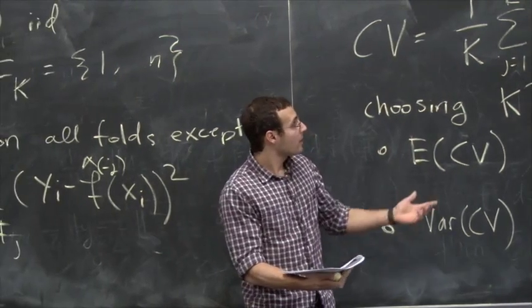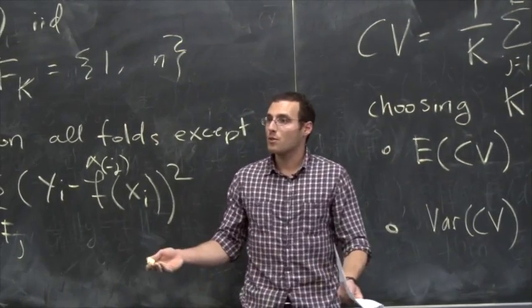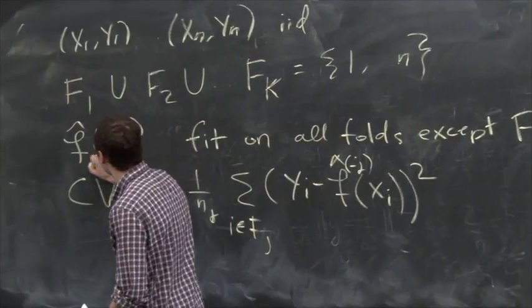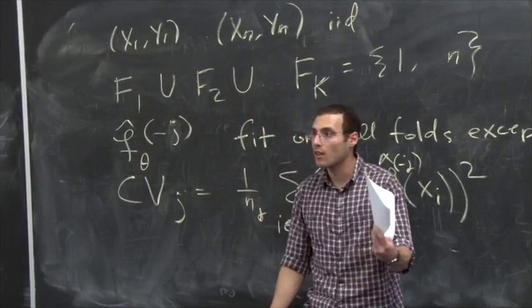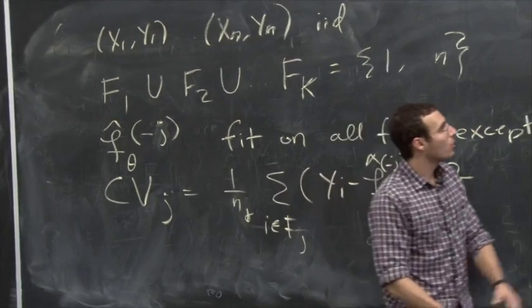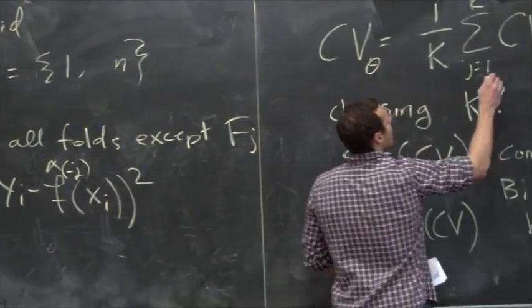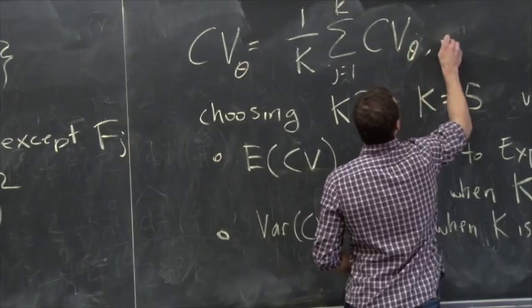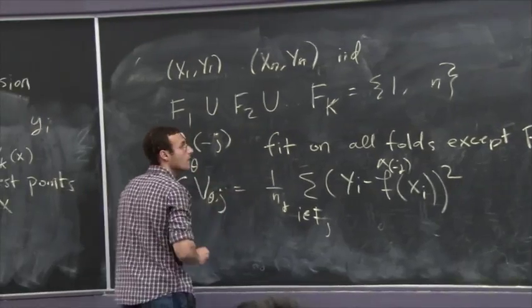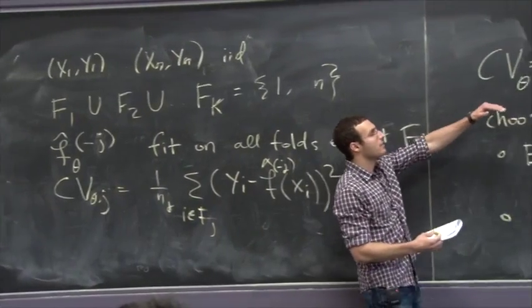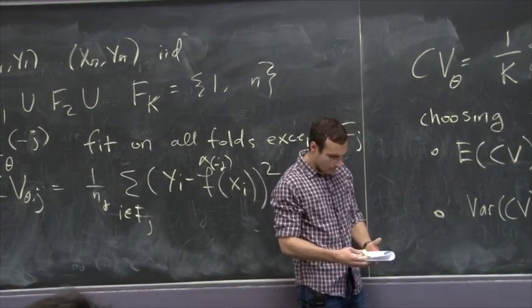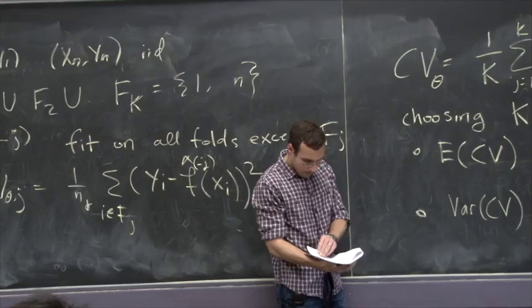So, all right, we could, of course, do this at a bunch of different tuning parameter values, like if f hat was indexed by theta, we could just do cross-validation for every value of the tuning parameter, theta, so k in k nearest neighbors, record CV of theta, right, for every value of the tuning parameter, and then just choose theta hat to minimize the cross-validation error. Very, very common way to do model selection.